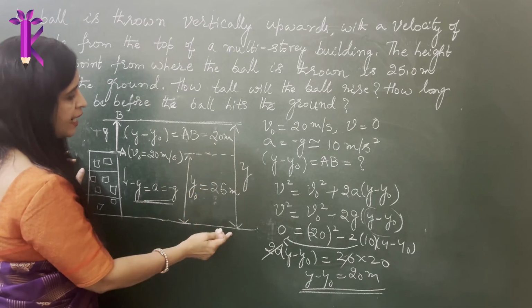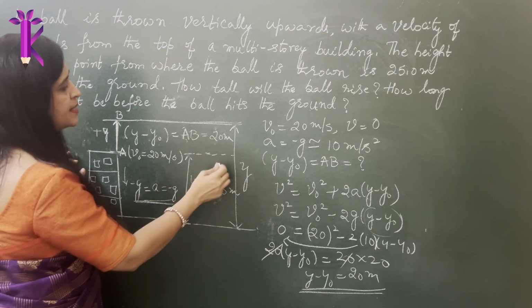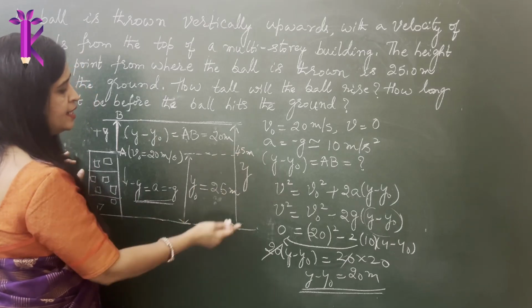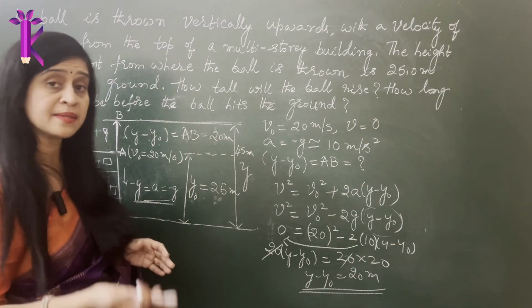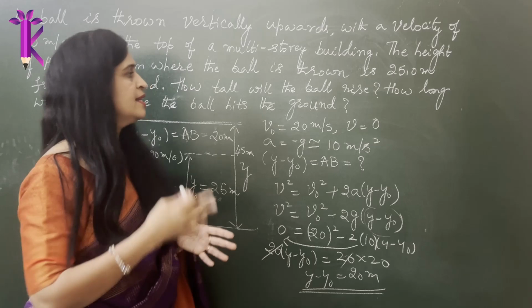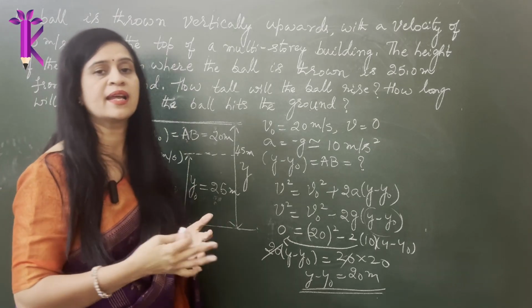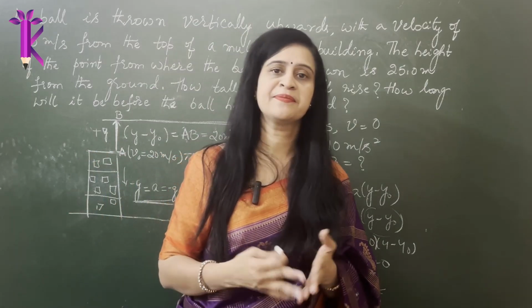So the total height from the ground to the maximum height the ball reached will be 25 plus 20, which will be 45 meters. So the value of y from the ground to the highest point of projection, the maximum height reached, will be 45 meters. So let's calculate the next part. The next part says how long will the ball take to hit the ground. Let's calculate that part. I hope you understood it.